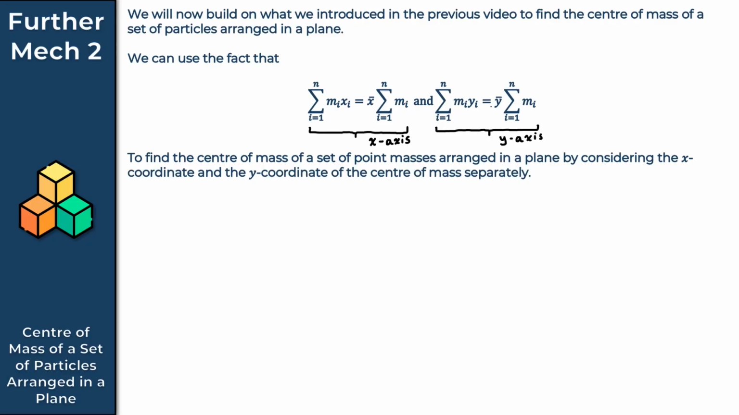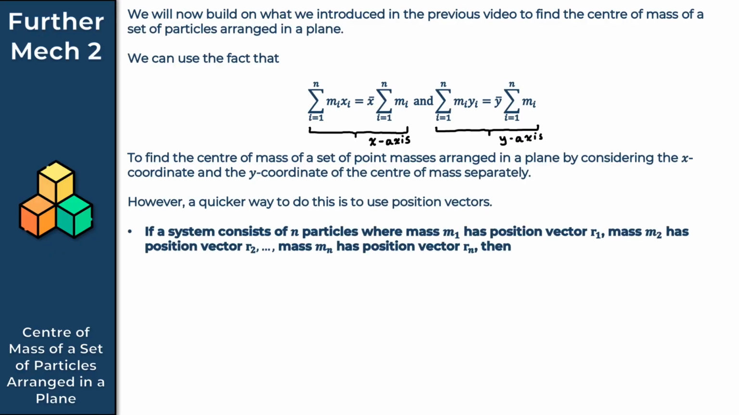So clearly you should recognize these two results. If you don't, just go back, watch the previous video, and then come back to this video. Like we said, we're going to use these two results to find the center of mass of a set of point masses arranged in a plane by considering the x-coordinate and the y-coordinate of the center of mass separately. However, there is a quick way to do this, and that is to use position vectors.